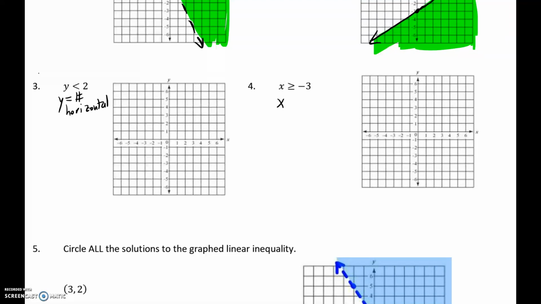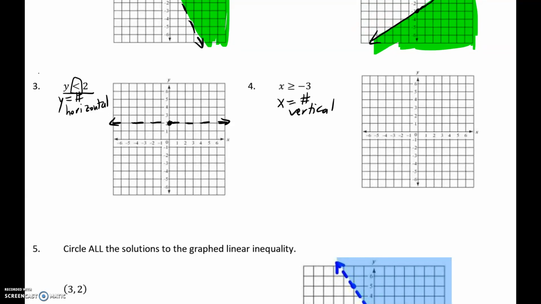Okay, and you'll remember that if I said x equals a number, it's a vertical line. Same rules apply for the inequalities, except now I have to pay attention to, is it dotted or solid, and where do I shade? So y is less than 2, okay? So I know it's going to be at 2, and I know it's going to be a horizontal. Because my inequality doesn't have the equal to, I'm going to have a dotted horizontal line at 2, okay? Remember, those points do not count as solutions.